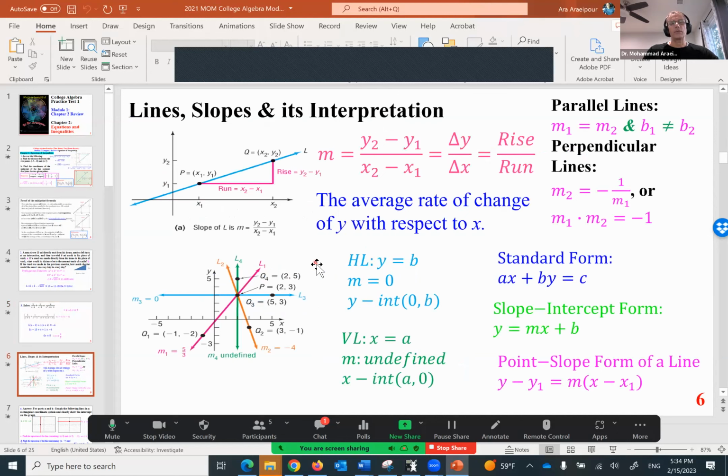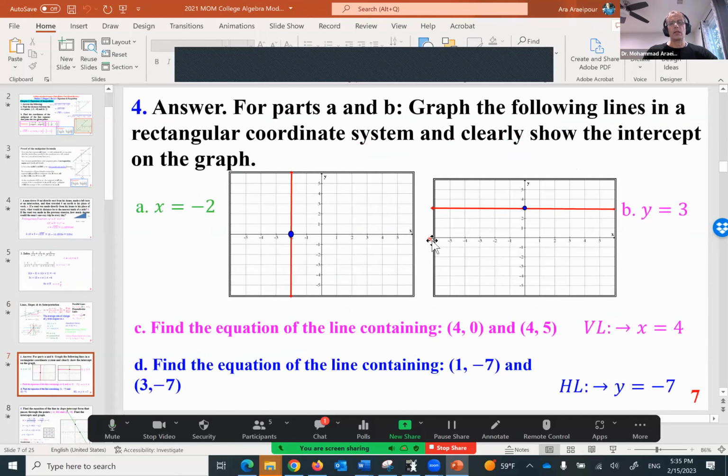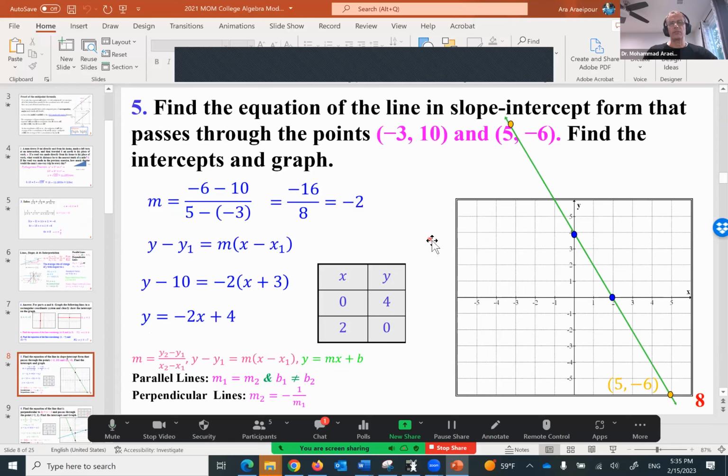Different equations of lines were discussed: slope, horizontal lines, vertical lines, parallel lines, perpendicular lines. And the slope is known as the average rate of change of y with respect to x. We looked at equations involving vertical lines and horizontal lines. Given a couple of pairs, x comma y, we were interested in finding the equation of a line.